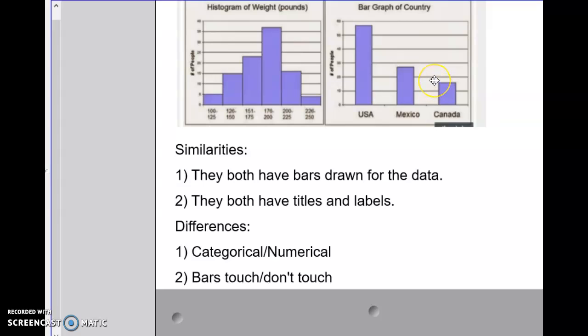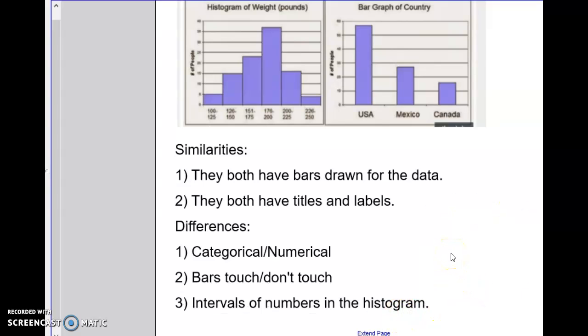A regular bar graph that displays categorical data, the bars do not touch because the USA is not related, it's not the same as the country of Mexico. Yes, they're all countries, but these do not touch because they are 3 separate categories. If I was doing a survey on your favorite animal, we would not want the bars to touch because a cat would be a different category than a dog or a rabbit. So make sure you remember bars have to touch with a histogram because all of the numbers are included once you begin that first interval.